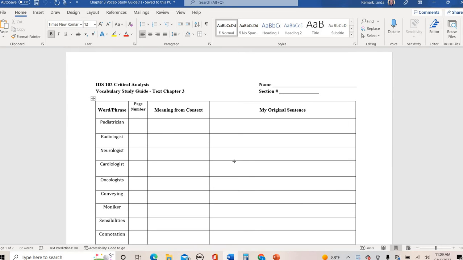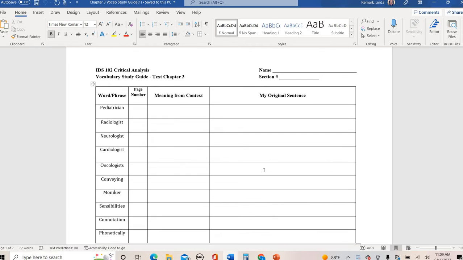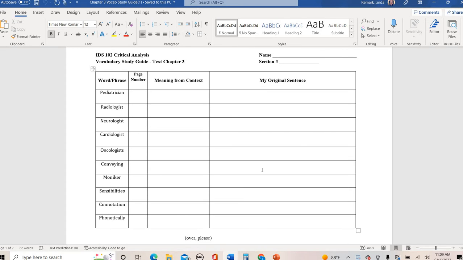I know a couple of you have asked follow-up questions. Remember, I do not collect this study guide. So how you learn is how best to process this. If you are a visual learner, maybe you can just sit and watch me type and get the information that way. If you're an auditory learner, you could be listening as I talk about these words.